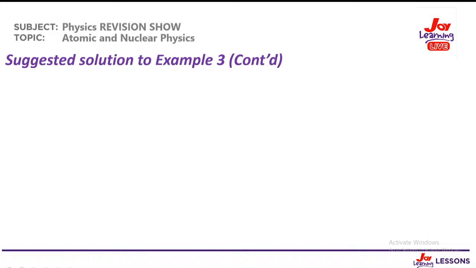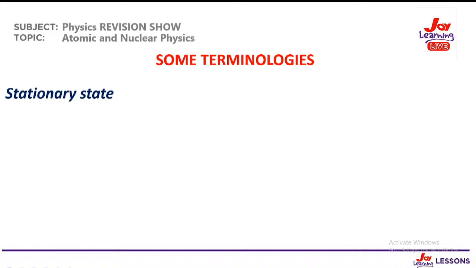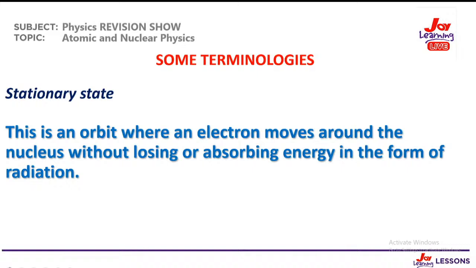So as I wait, I'll continue with some terminologies. Now, as far as atomic physics is concerned, there are some terminologies that we use, and I would like us to take time and go through some of these terminologies. The first one you have is the stationary state. What do we mean by stationary state? I think this is an orbit where an electron moves around a nucleus without losing or absorbing energy in the form of radiation.